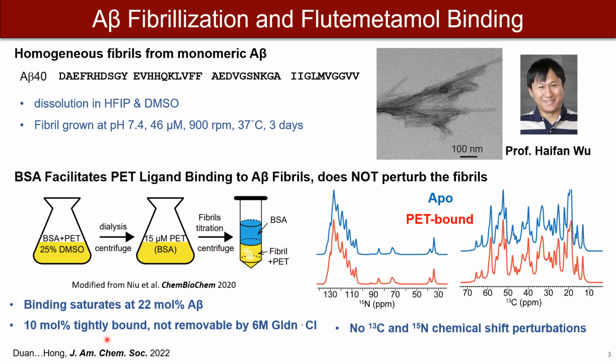Later, we collect 1D carbon and nitrogen CP spectra and found that the apo and PET-bound samples are almost identical. In fact, the nitrogen and carbon sequential assignments based on 2D and 3D experiments show no evidence of chemical shift perturbation.